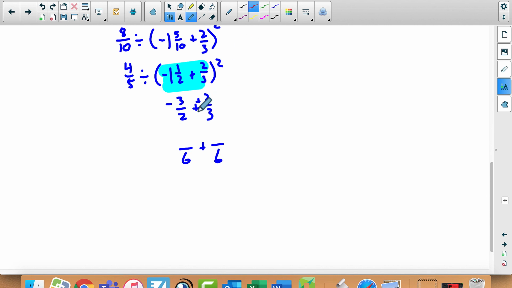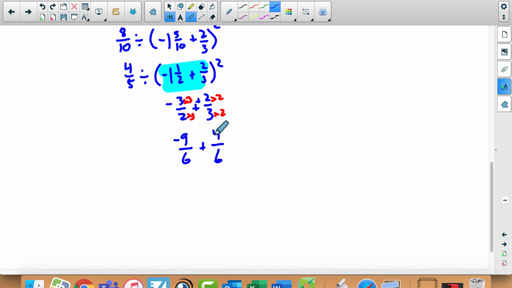What do you have to multiply the 2 by? 3. Do the same to the top. What do you multiply 3 by? 2. Do the same to the top. So what do we have? 3 times 3 is 9. So you have negative 9 here. And 2 times 2 is 4.